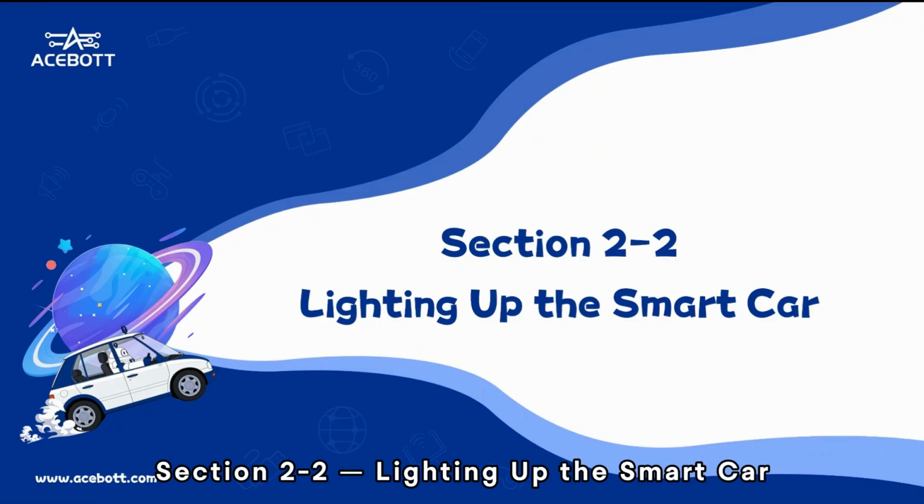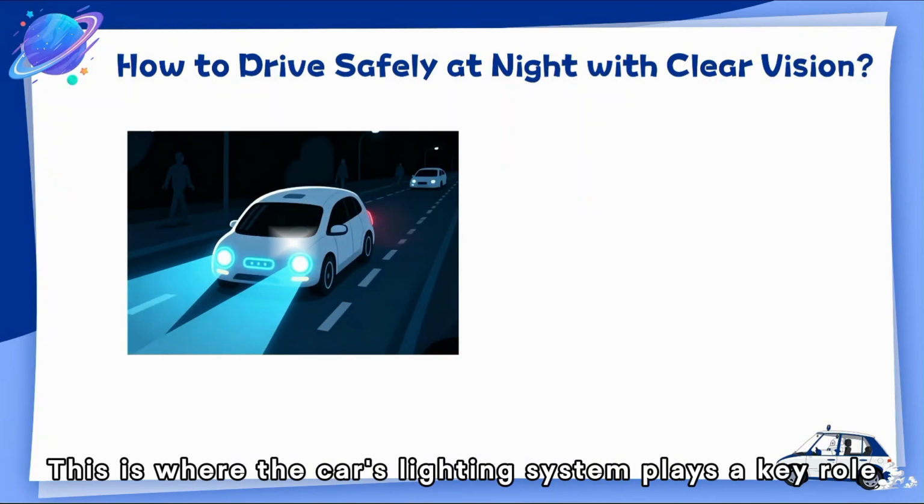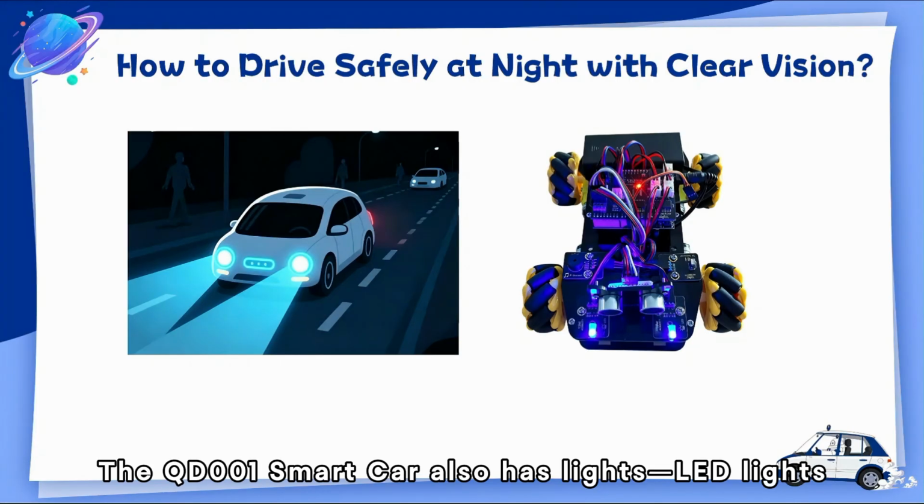Section 2.2.2, Lighting Up the Smart Car. How does a car see at night? This is where the car's lighting system plays a key role. The QD001 Smart Car also has lights.